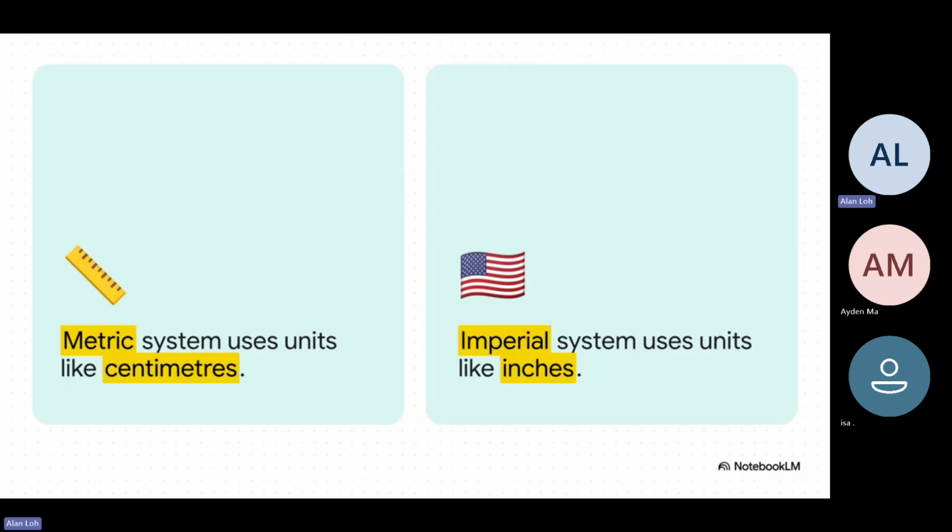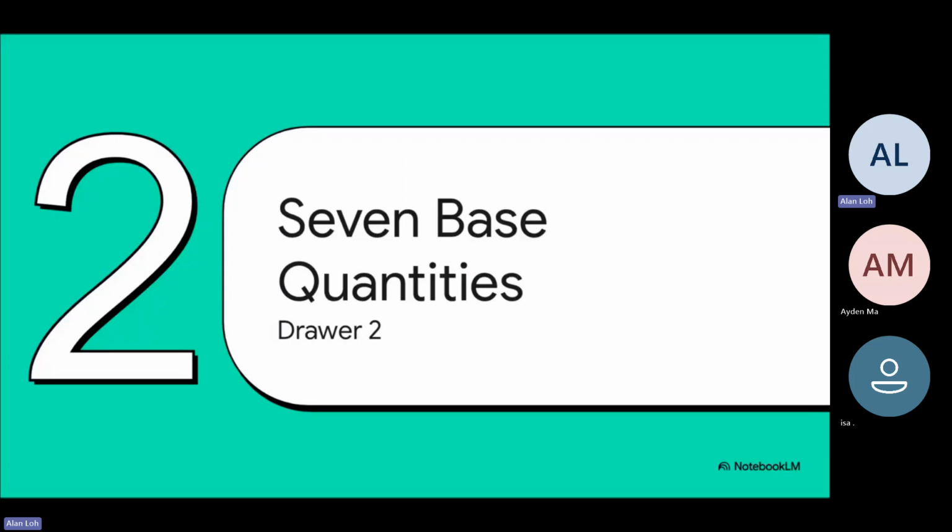We see this clash all the time between the globally familiar metric units like centimeters or kilopascals and imperial units like inches or PSI on your tire pressure gauge. For scientists to communicate accurately across the globe without catastrophic misunderstandings, standardizing these units is absolutely vital. Actually, just ask NASA. They once lost a $125 million Mars orbiter simply because one team used metric and another used imperial. Crazy, right? Okay, moving on to drawer 2, the 7 base quantities.